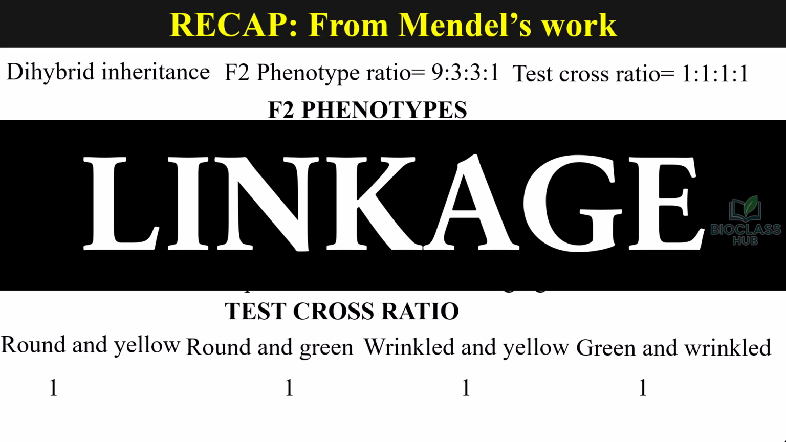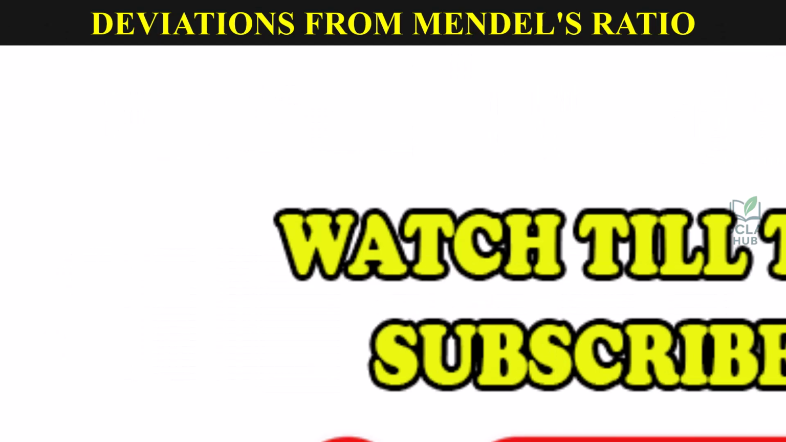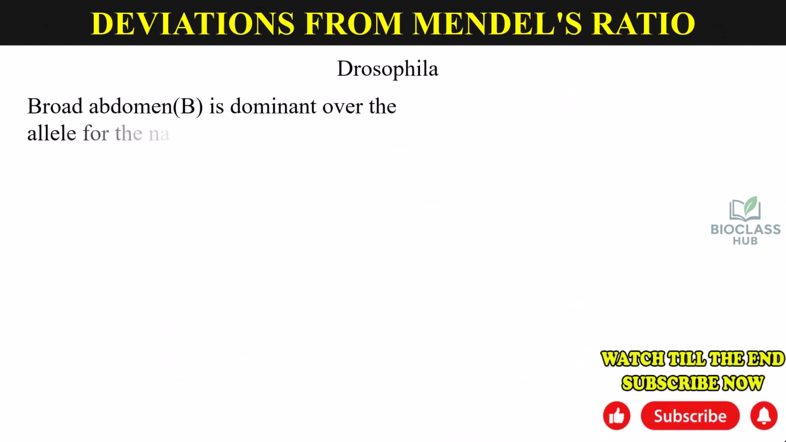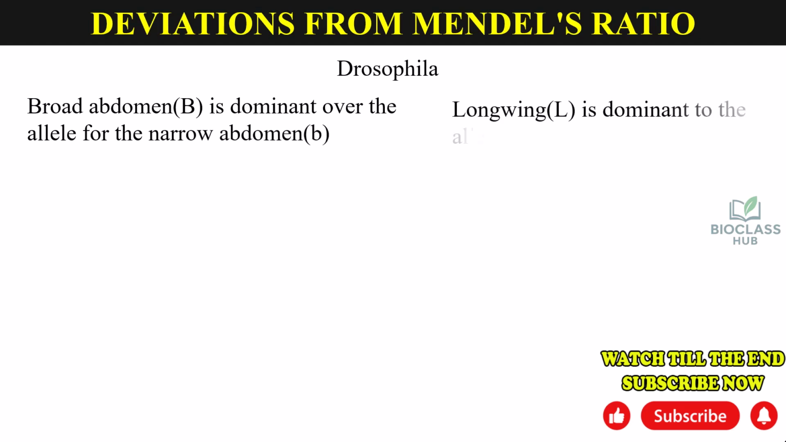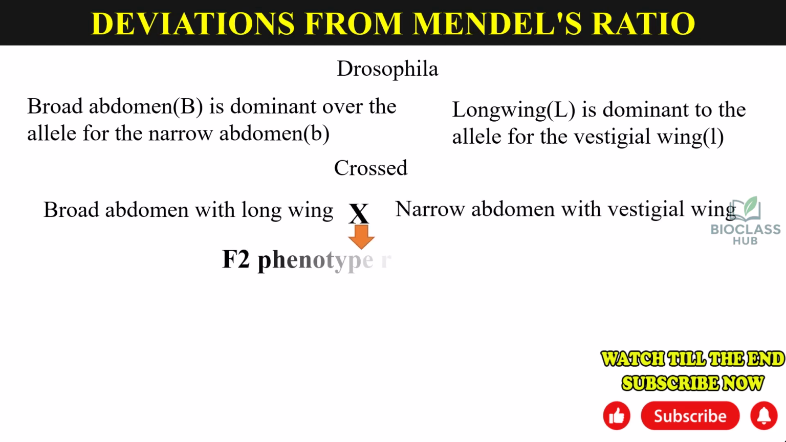Genes are attached to the same chromosome. Linkage deviates from Mendel's ratio. In Drosophila, the broad abdomen is dominant over the allele for the narrow abdomen. Then long wing is dominant to the allele for the vestigial wing. He crossed a broad abdomen with a long wing and a narrow abdomen with a vestigial wing. He obtained a different ratio.